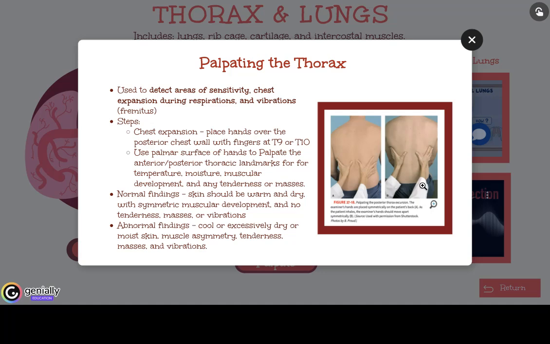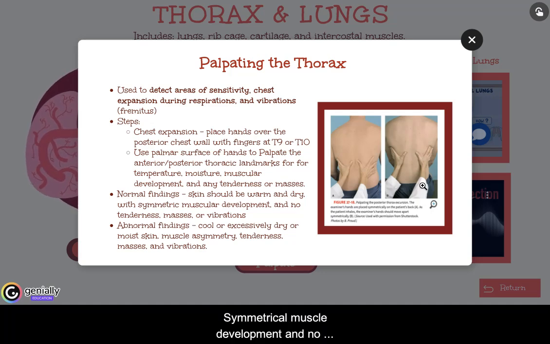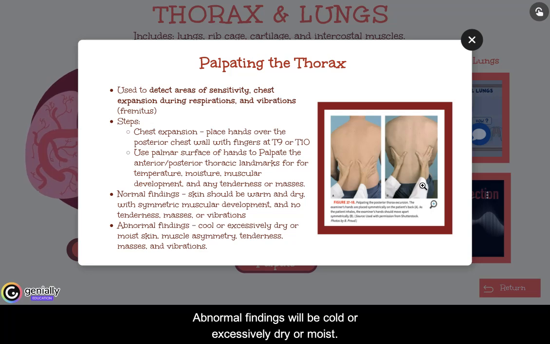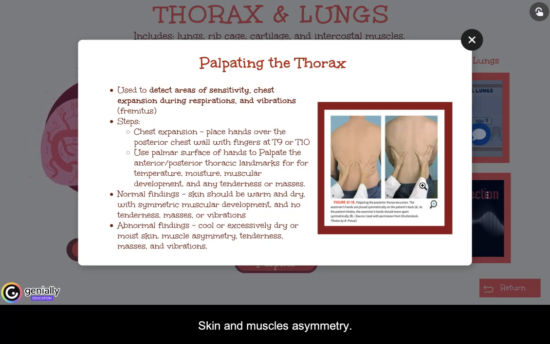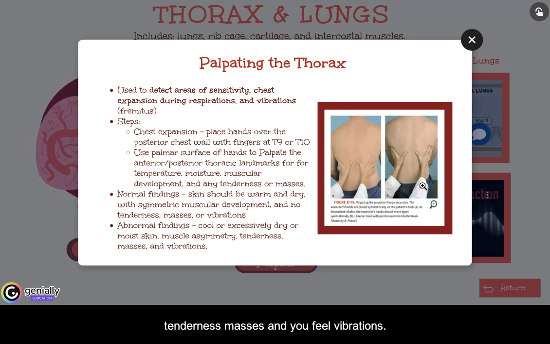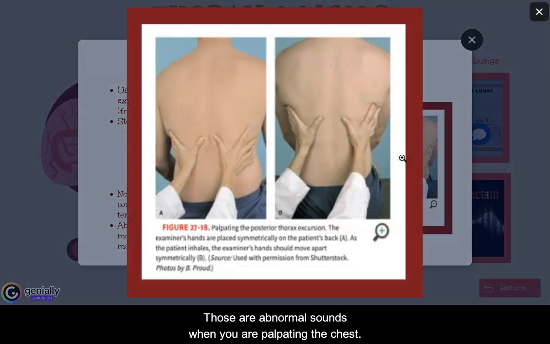or masses. Normal findings are that the skin should be warm and dry, with symmetrical muscle development, and no tenderness, masses, or vibrations. Abnormal findings will be cool or excessively dry or moist skin, and muscle asymmetry. The muscles are not symmetrical, and there's tenderness, masses, and you feel vibrations. Those are abnormal findings when you are palpating the chest.